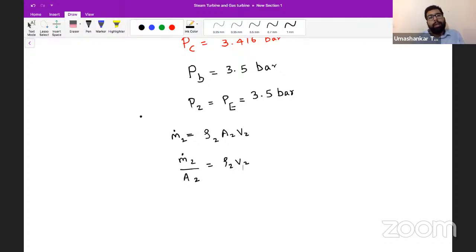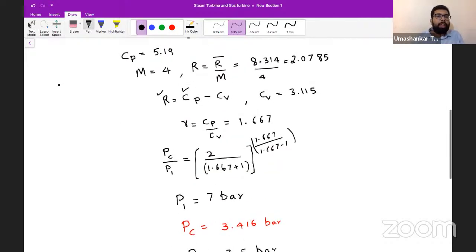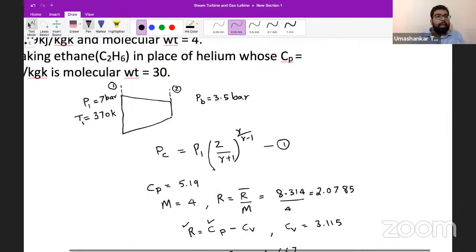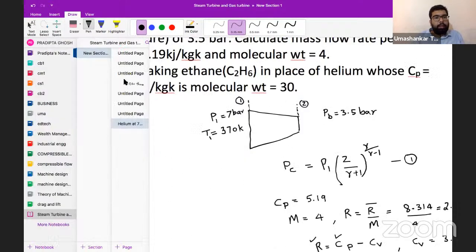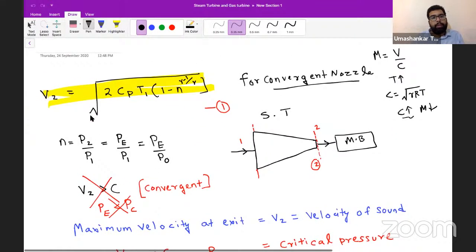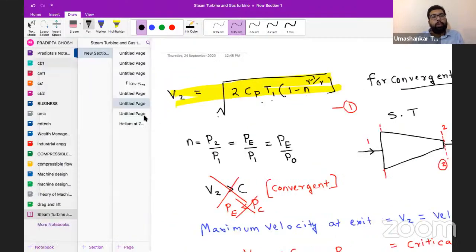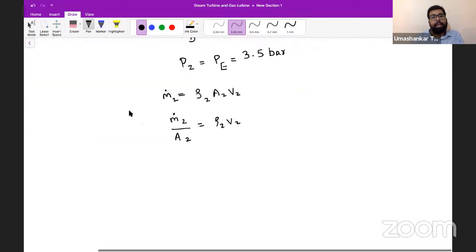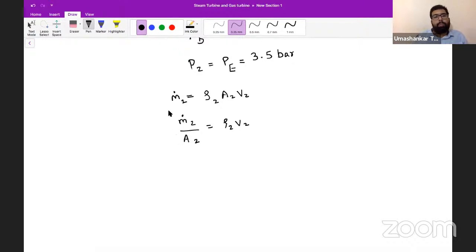So here we can choose to use that formula we have seen. This one. So we have the value of T1, we have the value of Cp, we have the value of N. We can use that formula directly, but I will say there is no need of memorizing that formula. So see here.